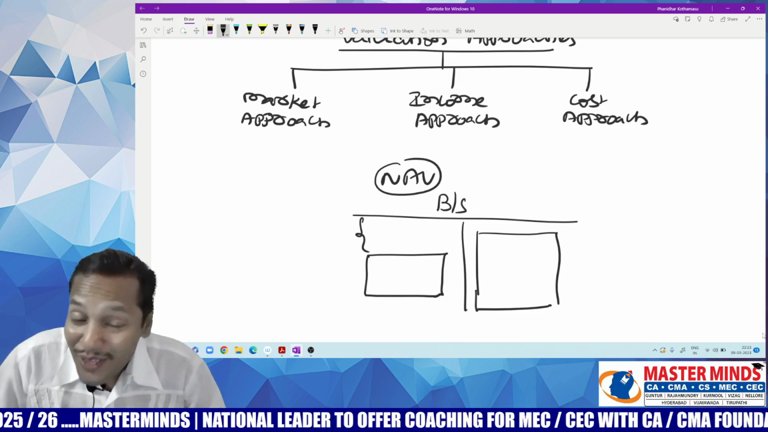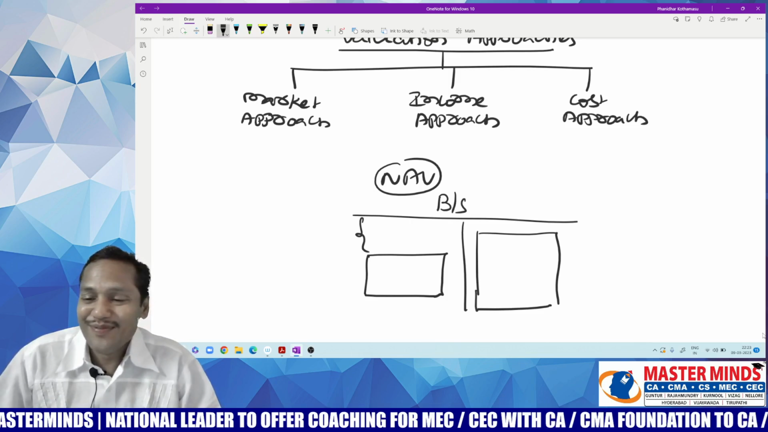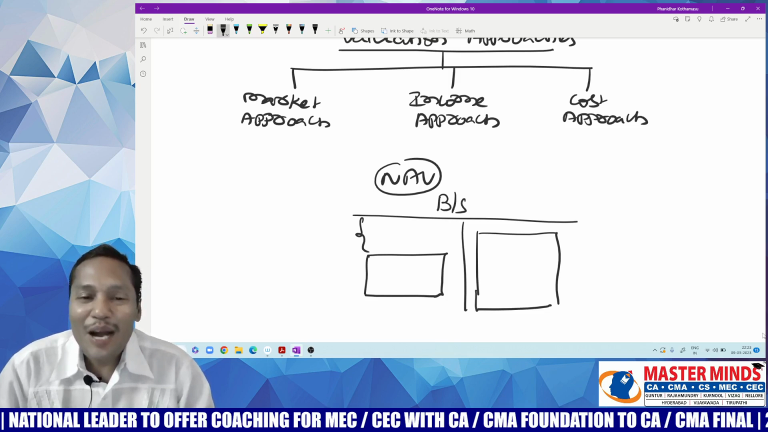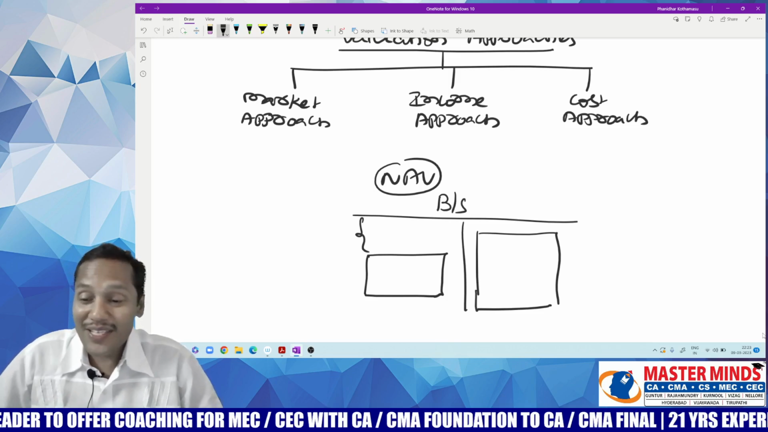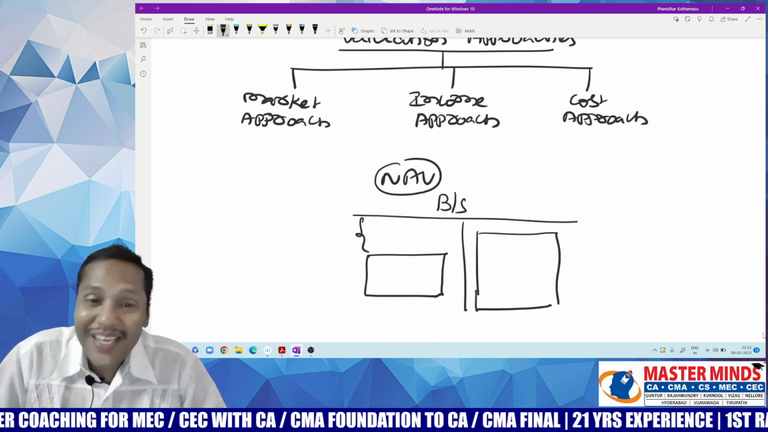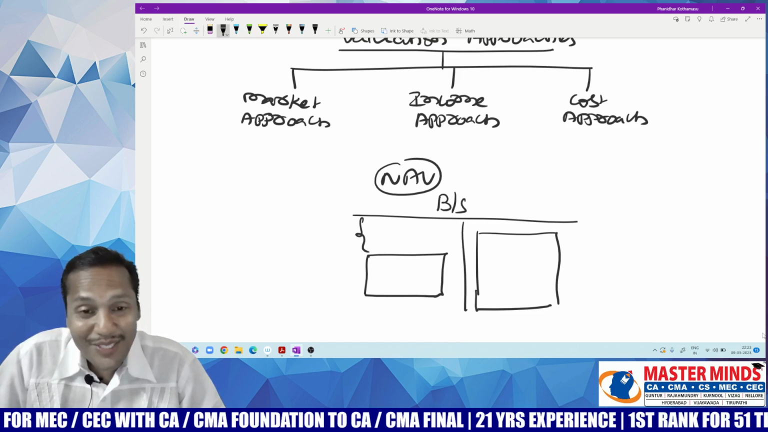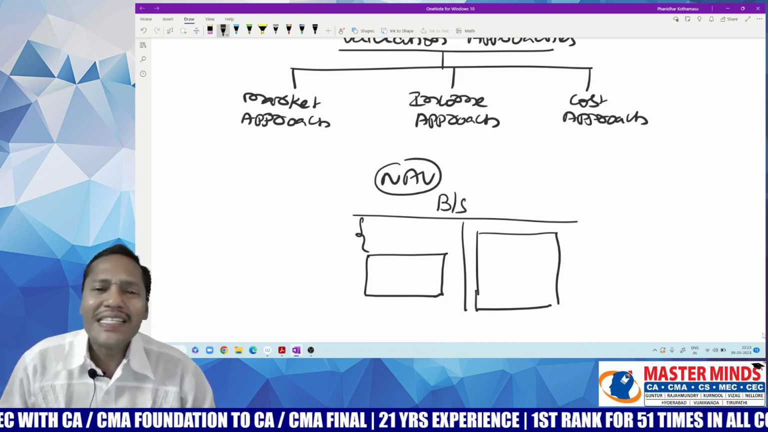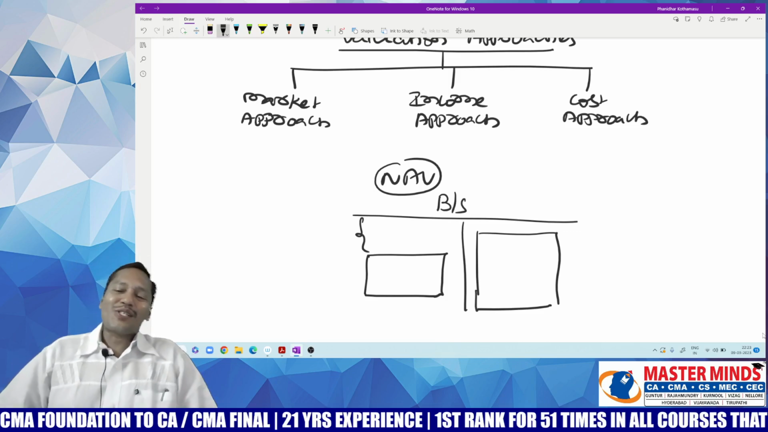Then deriving the value of business as part of mergers and acquisitions. When two companies are combining, it is a merger, or you can call it amalgamation. How to derive the value? When a company is acquiring another company, how to derive the value? Part of mergers, that is also part of this business valuation. All these we are going to learn in this business valuation.